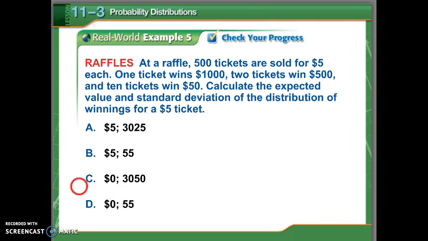Okay, our answer this time is choice D. The expected value is $0, meaning that the average person wins nothing. The standard deviation is 55. That brings us to the end of Unit 5, Lesson 3 on probability distributions.